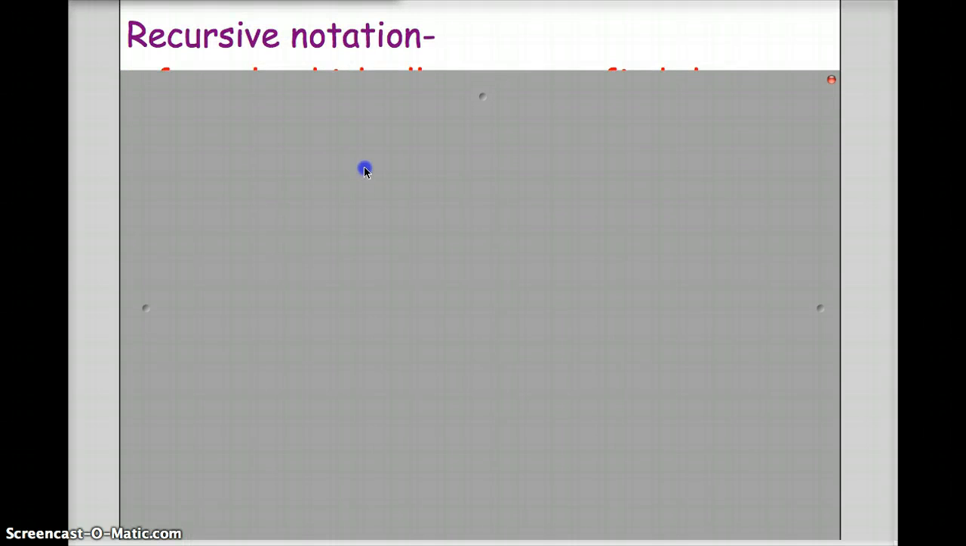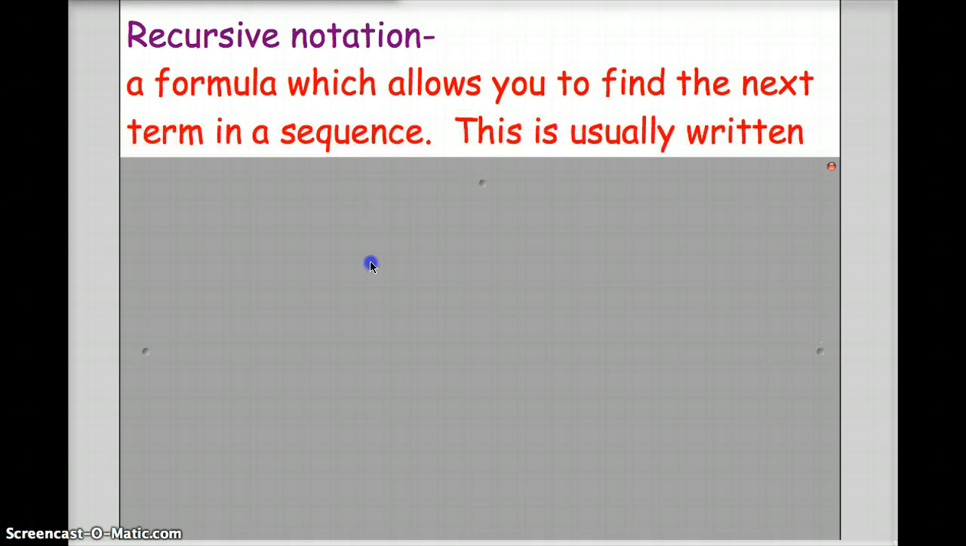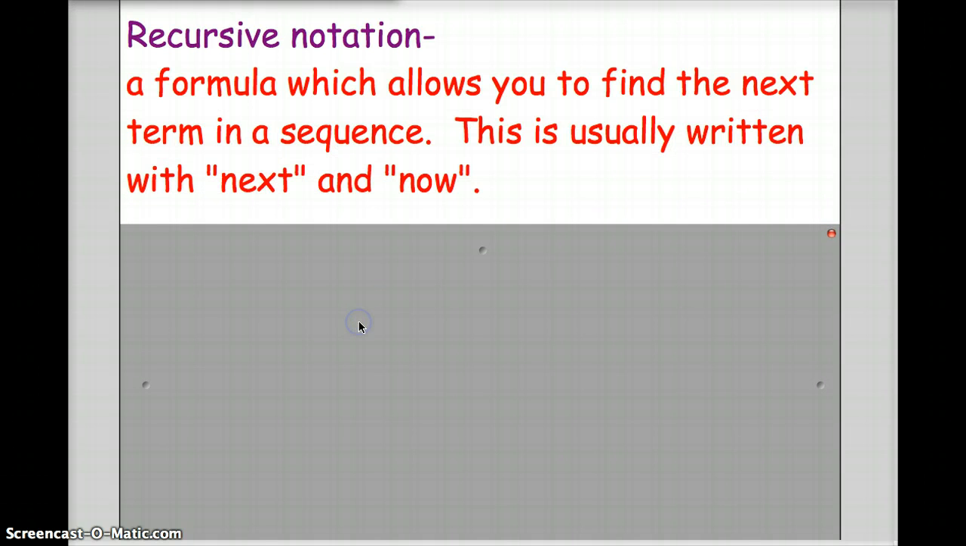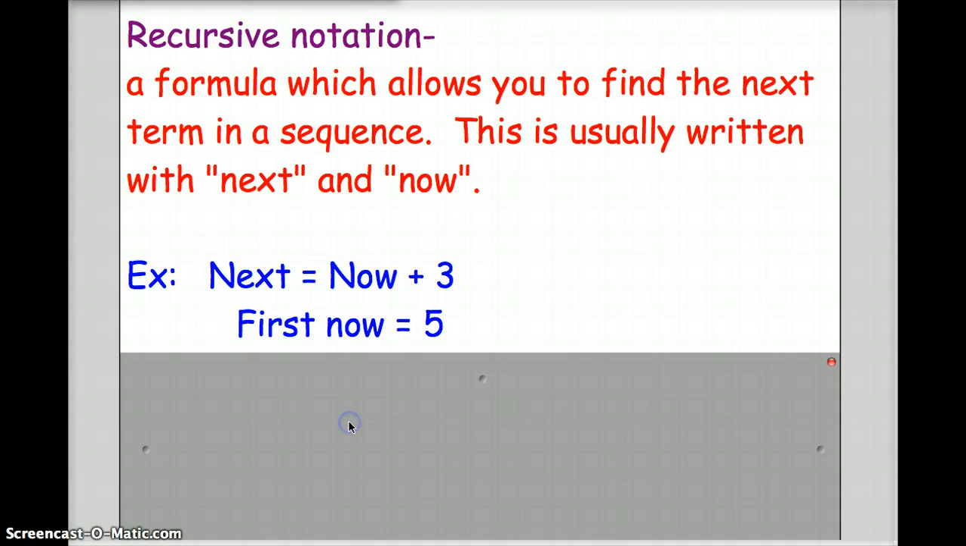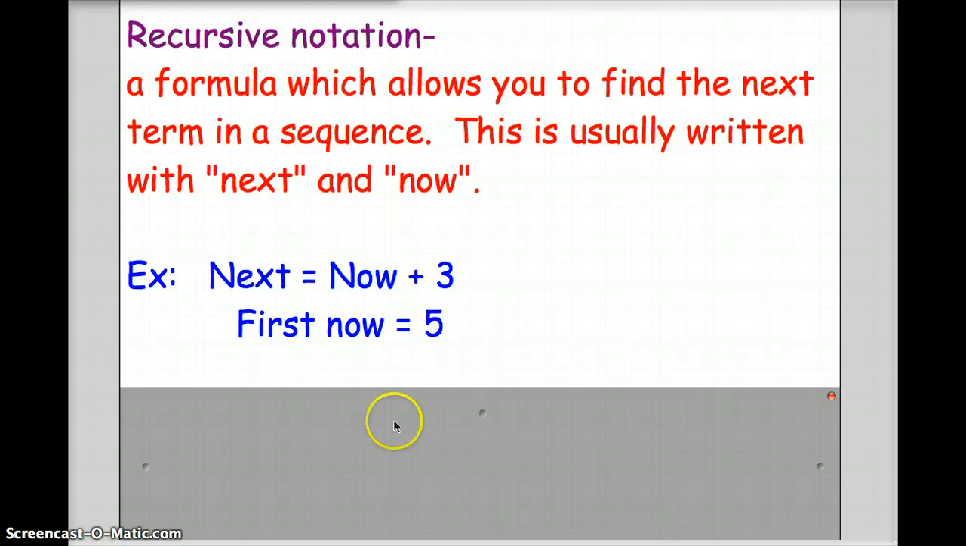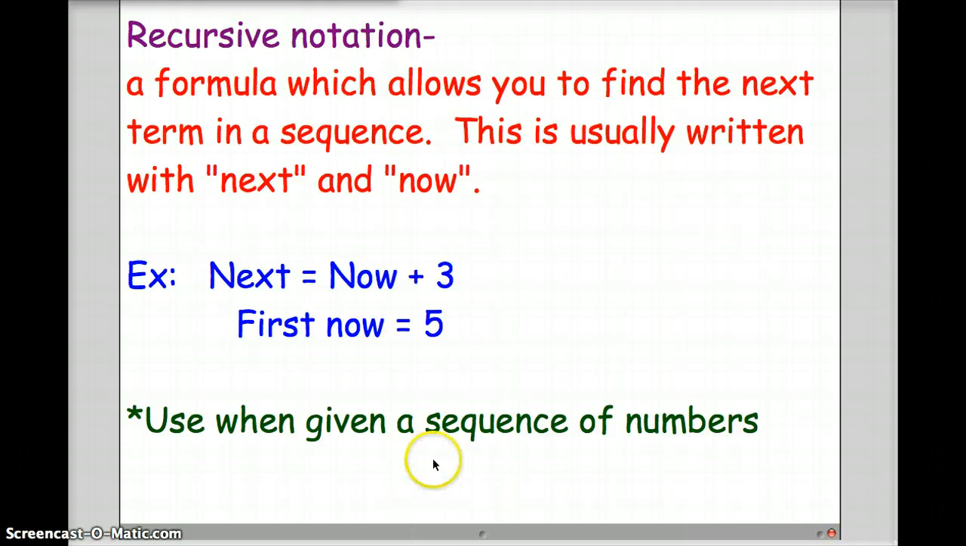Recursive notation. Recursive notation is a formula that allows you to find the next term in a sequence. It's usually written with the words next and now. For example, next equals now plus 3, the first now equals 5. This allows us to not only figure out what the pattern is, but figure out where to start so we can get the exact same pattern every time. You will use this idea when you are given a sequence of numbers.